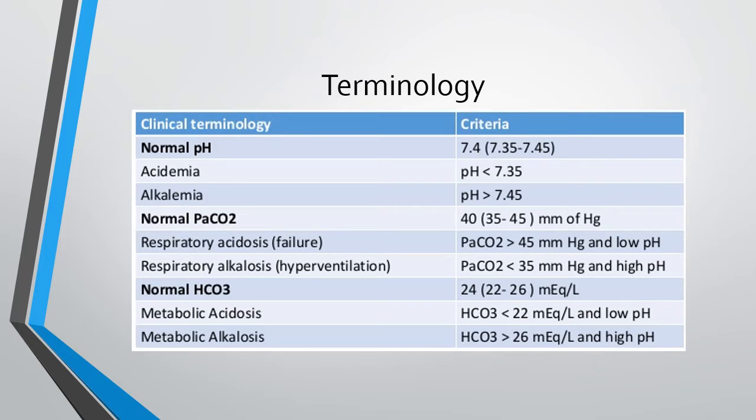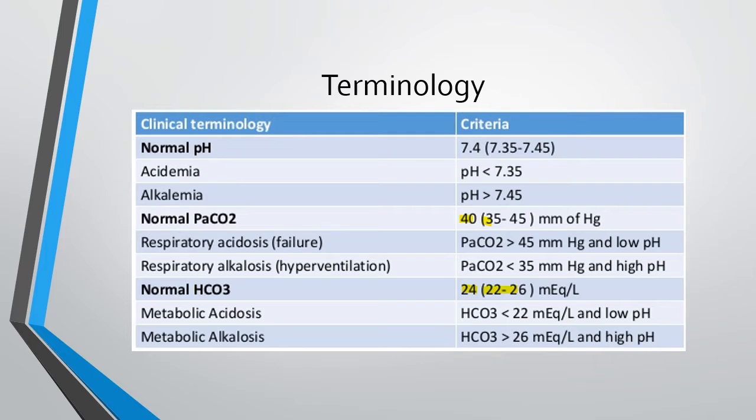Next, normal PaCO2. That is the partial pressure of CO2 in the arterial blood. Normal PaCO2 ranges from 35 to 45 millimeters of mercury, and in an ABG we take the standard value to be 40. Next is the bicarbonate. It ranges from 22 to 26 milliequivalents per liter, and in an ABG you take the standard value to be 24.